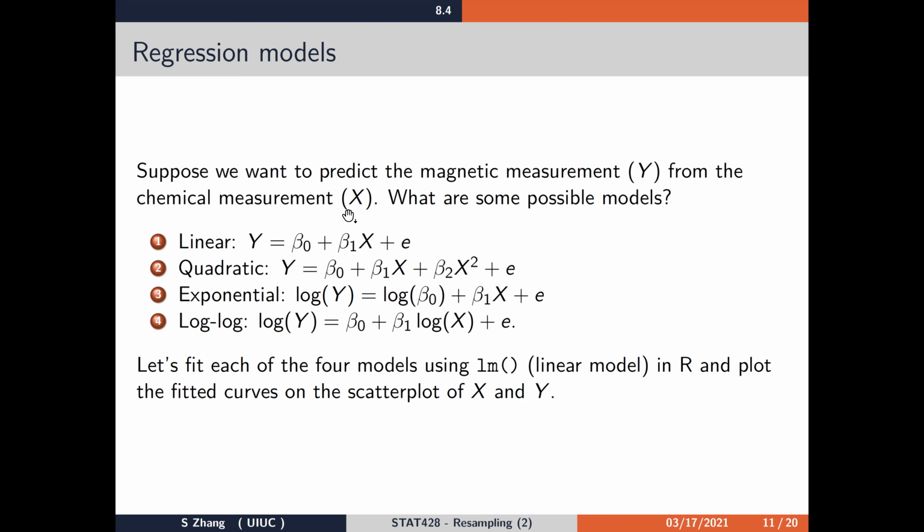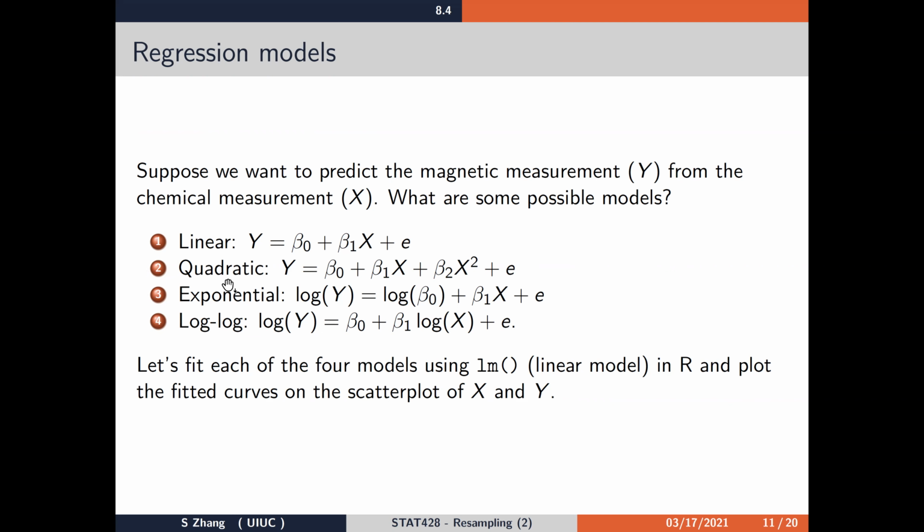So one question you might think about is, what are some possible models for predicting y from x? If you take 425, you will learn about all of the possible models for doing this. But here, let's just present 4 possibilities. These are the 4 that are listed in the book. The first is the linear model, the simple linear regression model, where y is equal to beta 0, the intercept, plus beta 1, the slope, times x plus e, the error term.